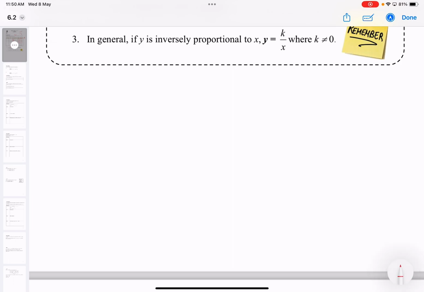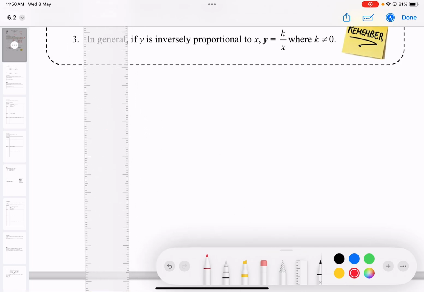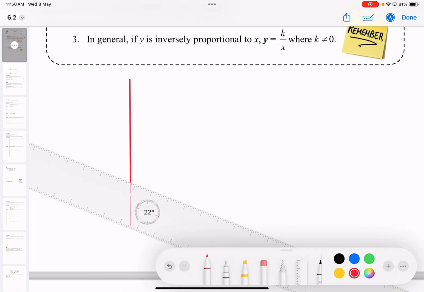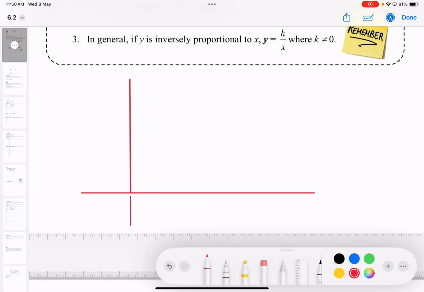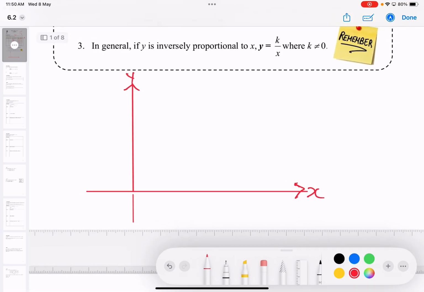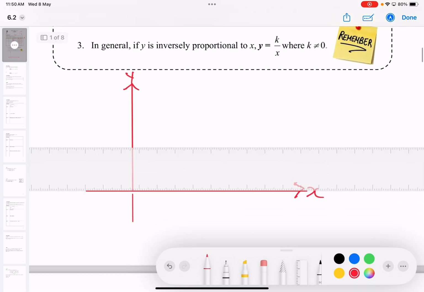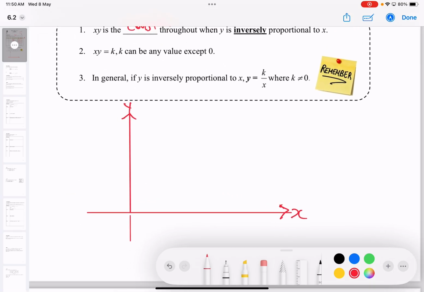So what I want you guys to do at the bottom, same thing. Can you use a ruler? You guys should have a ruler. Just draw the Cartesian coordinate plane for me, and label this as the y and this one as the x. At the bottom, just do a quick label. I'm going to show you how the graph of an inversely proportional relationship is going to look like. I'm going to prove to you it looks like that.